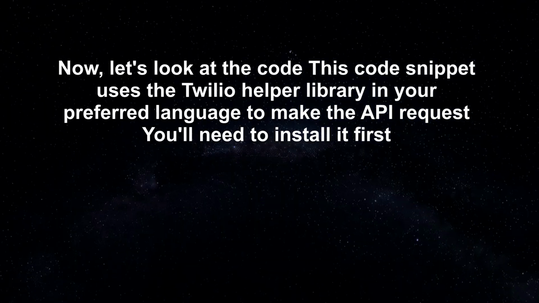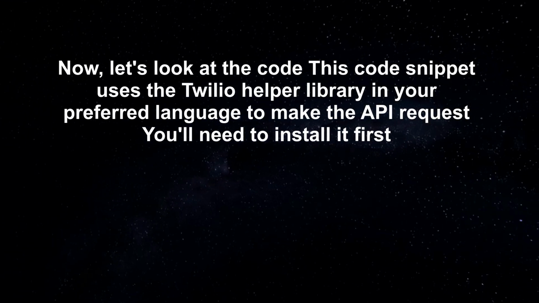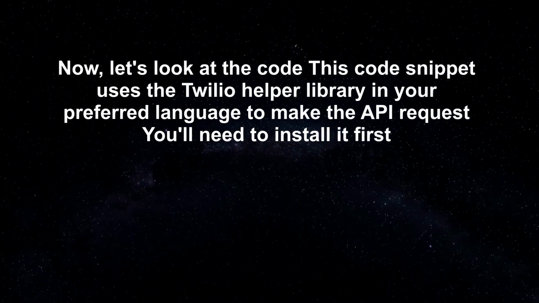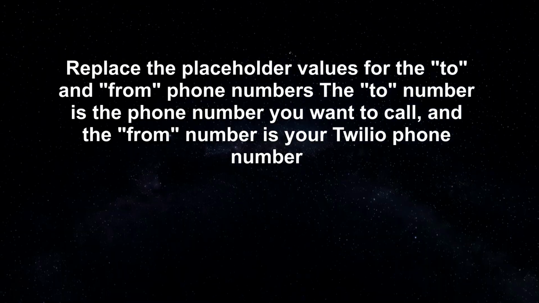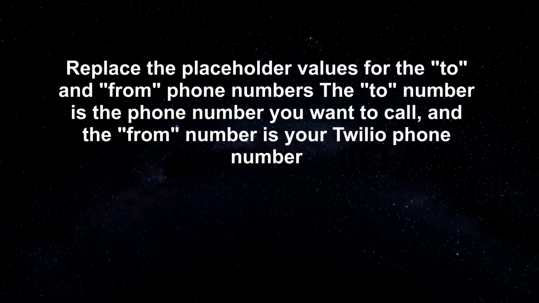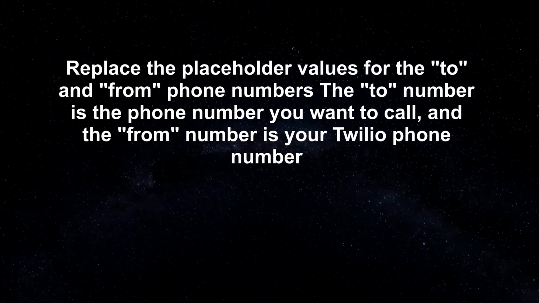This code snippet uses the Twilio helper library in your preferred language. To make the API request, you'll need to install it first. Replace the placeholder values for the to and from phone numbers. The to number is the phone number you want to call, and the from number is your Twilio phone number.